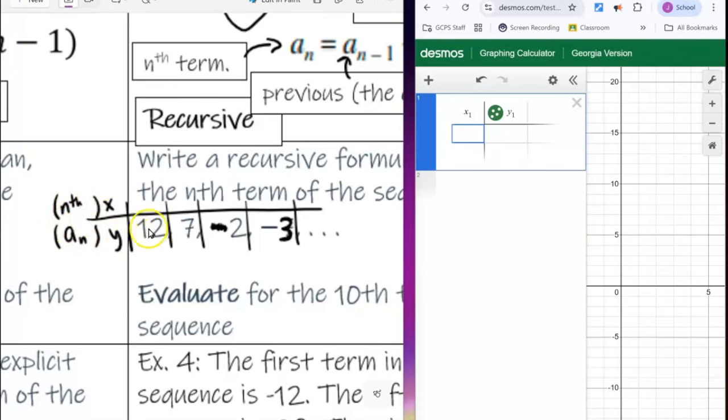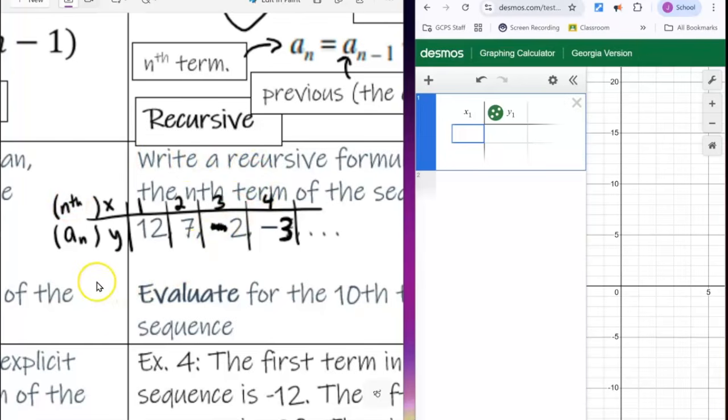So this is my first number. So if it's my first number, it's x equals 1 or n equals 1. My second number is 7. So that's the same as x equals 2 or n equals 2. My third number is 2. So that's the same as x equals 3 or n equals 3. And then my fourth number is negative 3. So that's the same as x equals 4 or n equals 4.